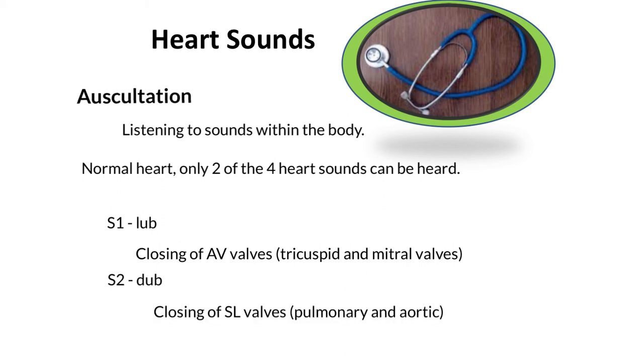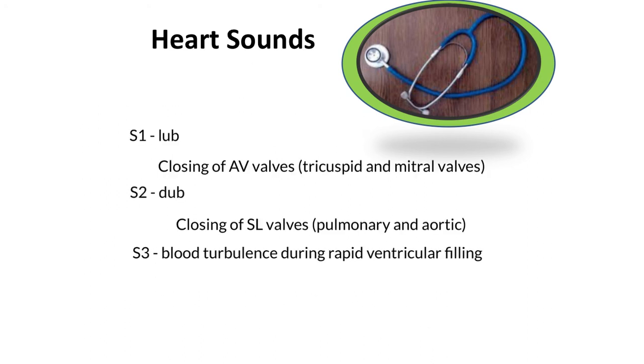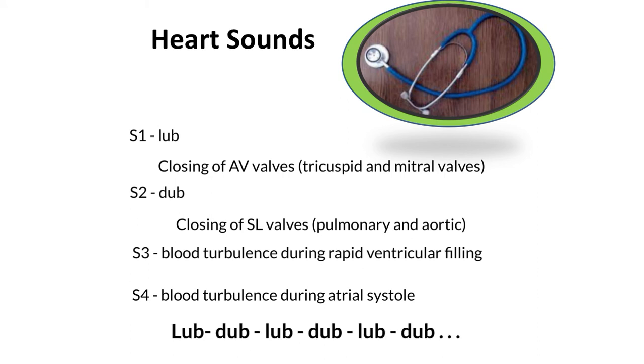The 2 sounds that are not loud enough to be heard are referred to as S3 and S4. S3 is due to the blood turbulence during rapid ventricular filling, and S4 is due to the blood turbulence during atrial systole. If more than 2 sounds are heard, then it can indicate that there is something going on with the blood flow through the heart. A normal heartbeat would make the sound lub-dub, lub-dub, lub-dub.